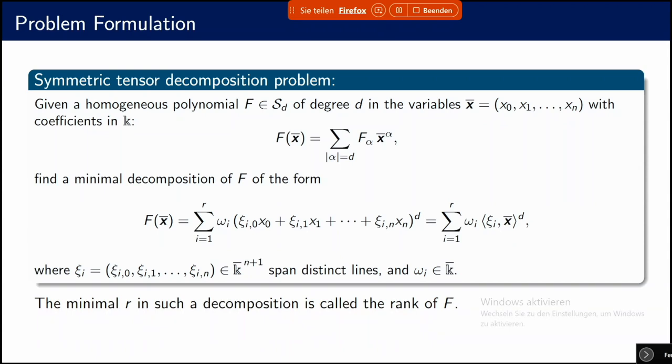If you have a homogeneous polynomial f with degree d and n variables, we want to find a minimal rank decomposition of f in the form of a sum of powers. So we want to find the expression, or decomposition, for f up to r components, and our unknowns are omega i's and xi's. The minimal r in this decomposition is called the rank of f.